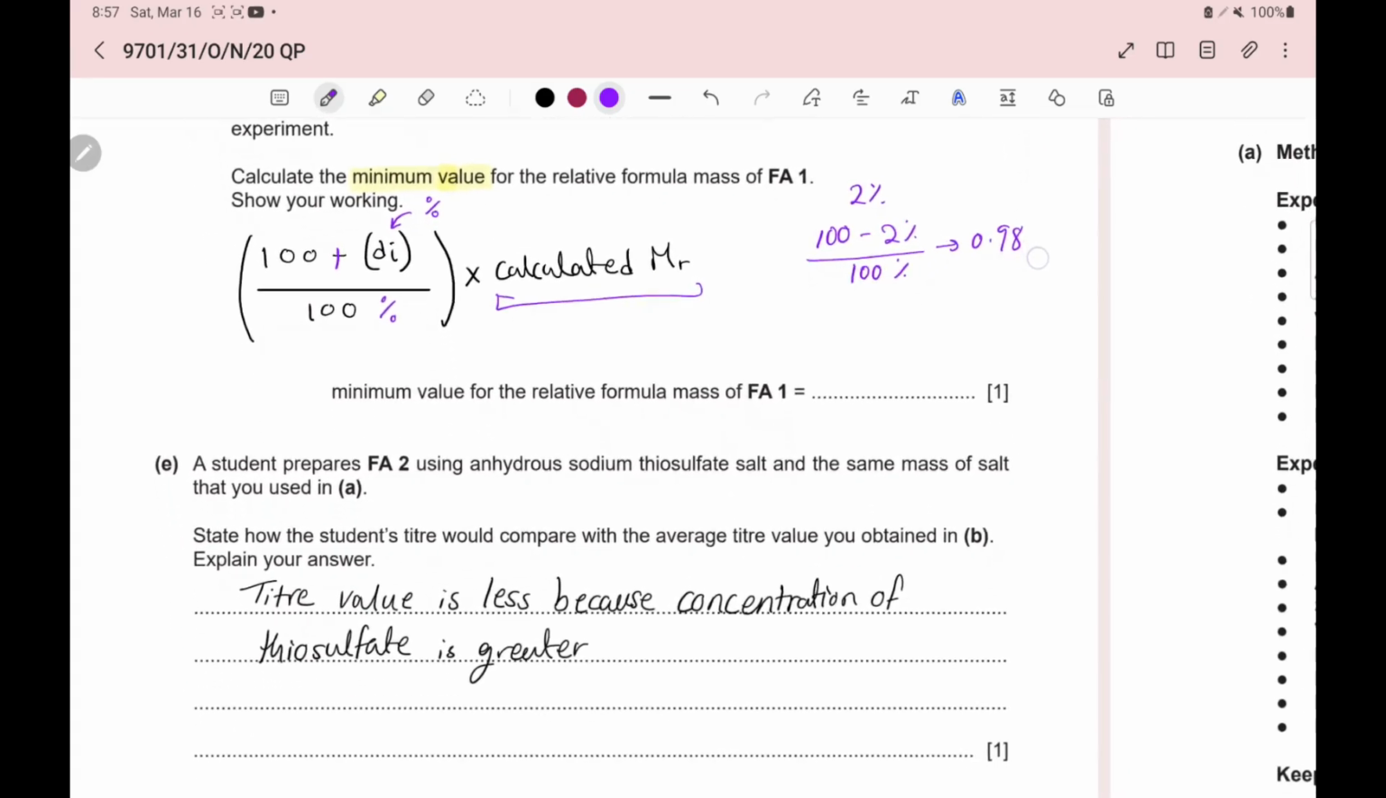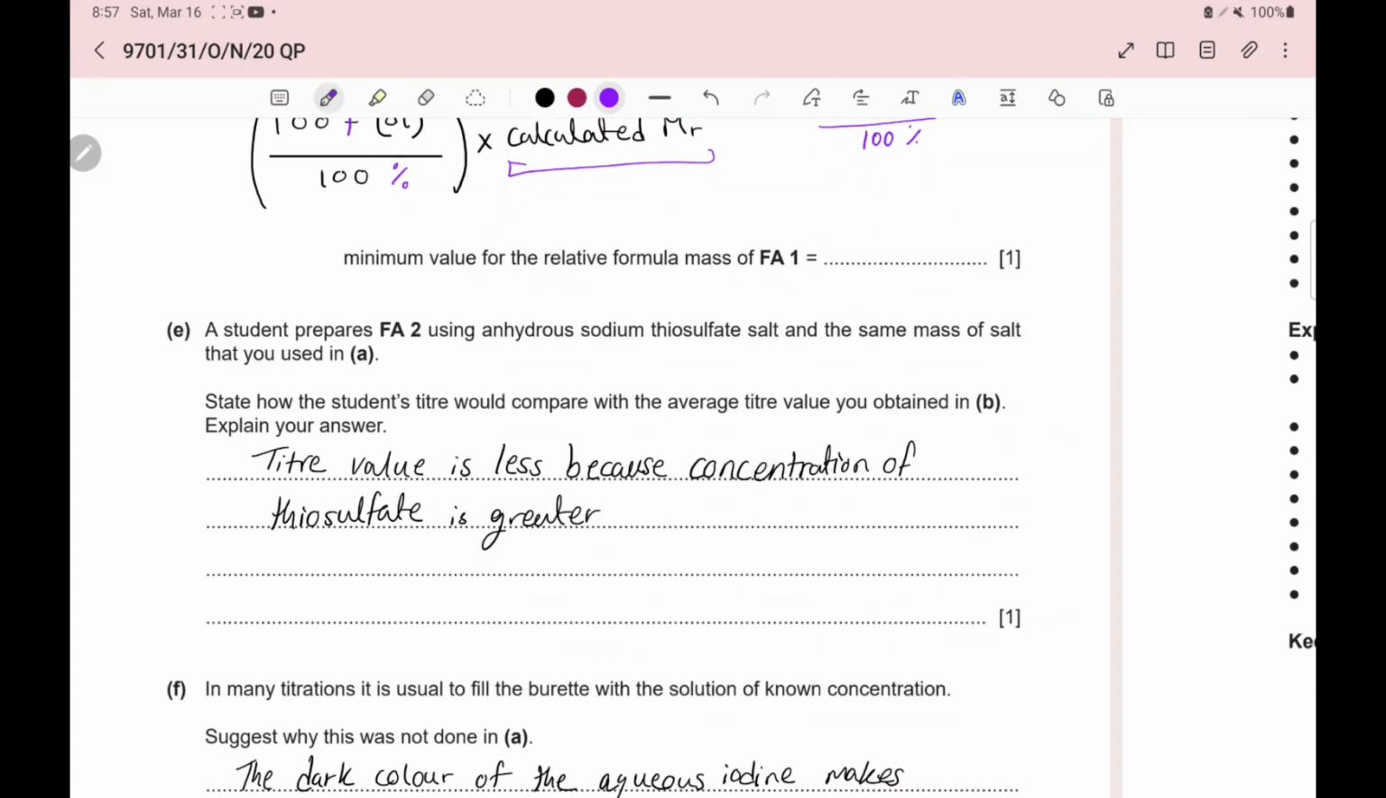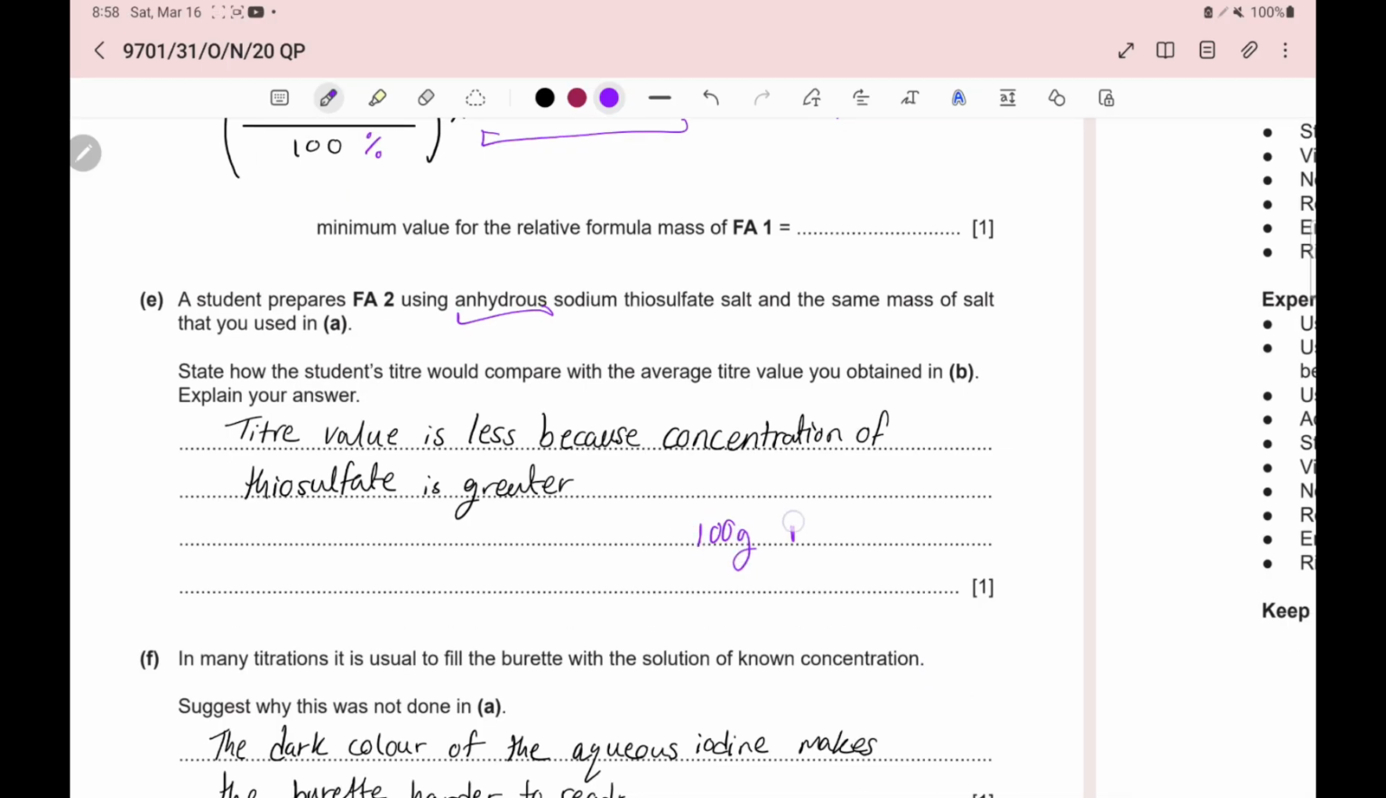All right, so a student prepares FA2 using anhydrous sodium thiosulfate salt and the same mass of salt that you used in A. State how the student's titre would compare with the average titre value obtained in B. So they're going to have a smaller value for the titre just because we have a greater concentration of thiosulfate now, right? 100 grams of sodium thiosulfate is not the same as 100 grams of hydrated sodium thiosulfate, because you have to take into account the mass of the water.